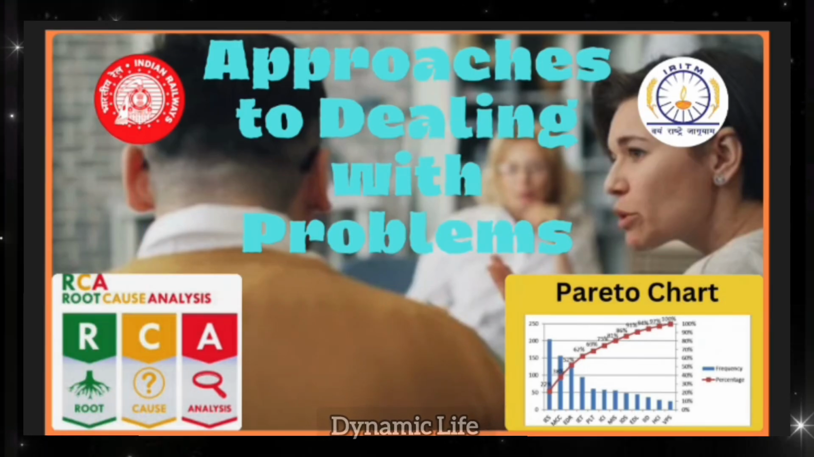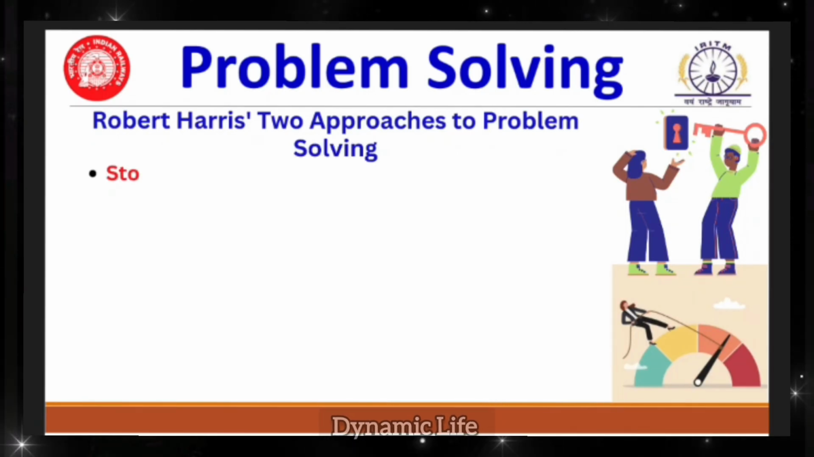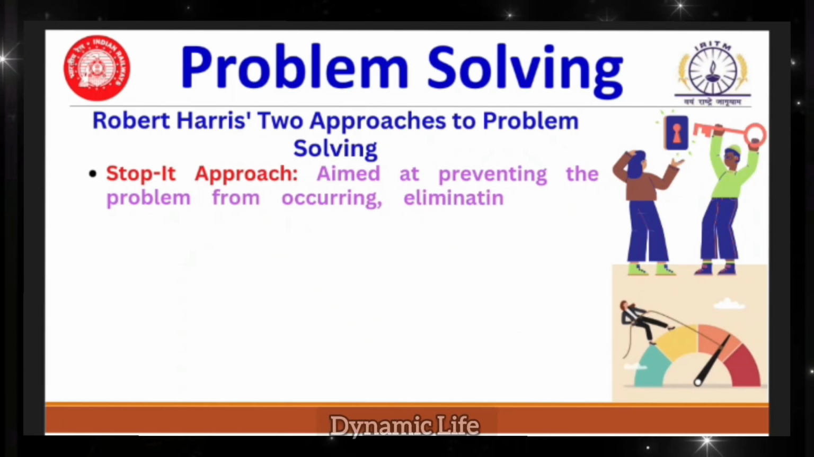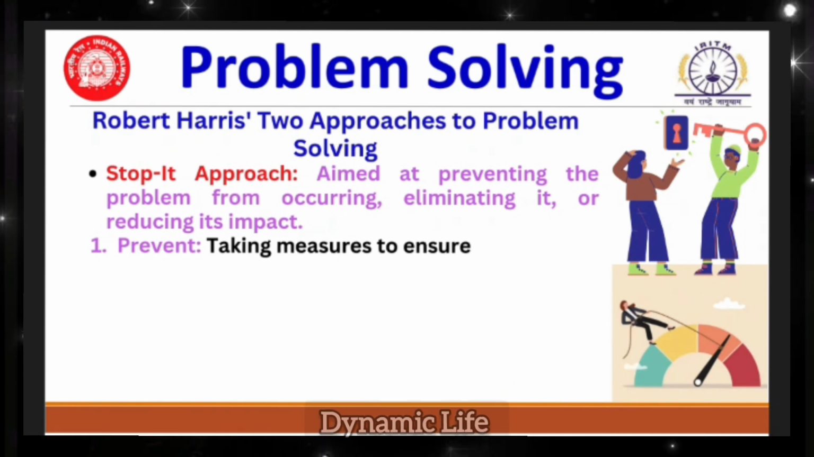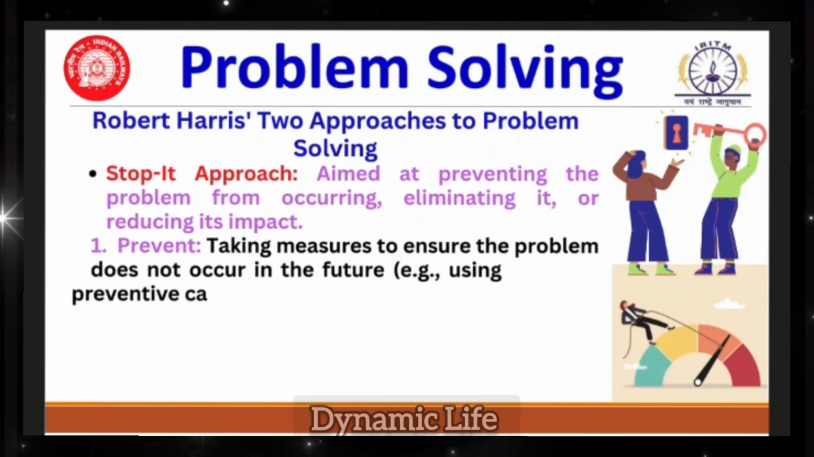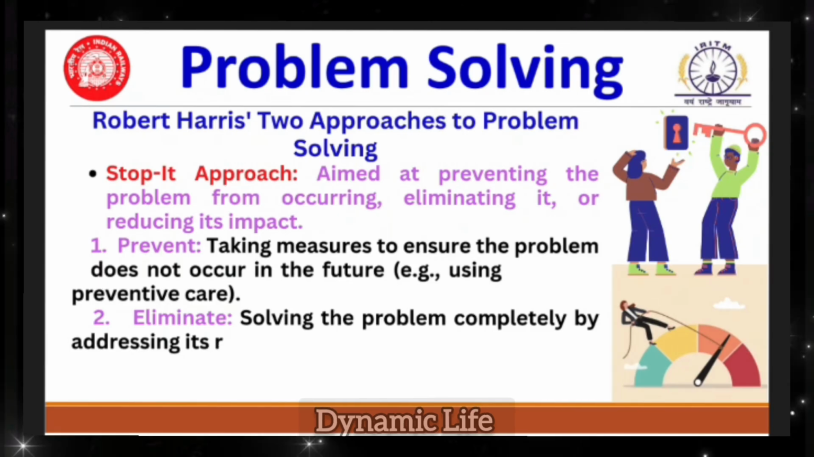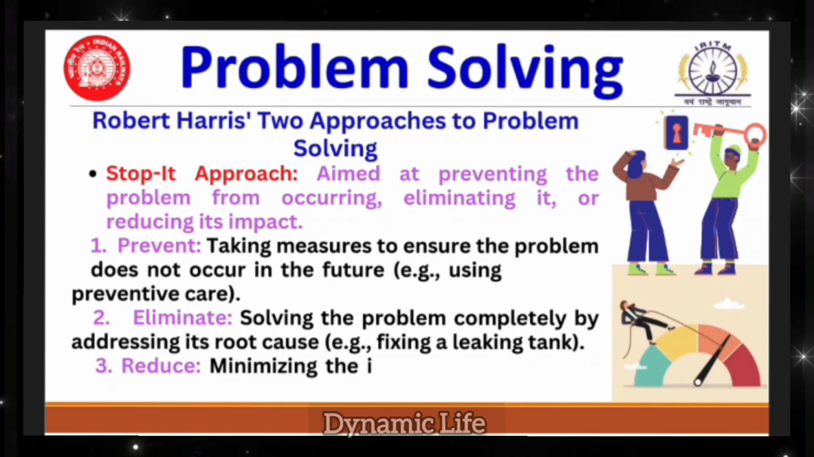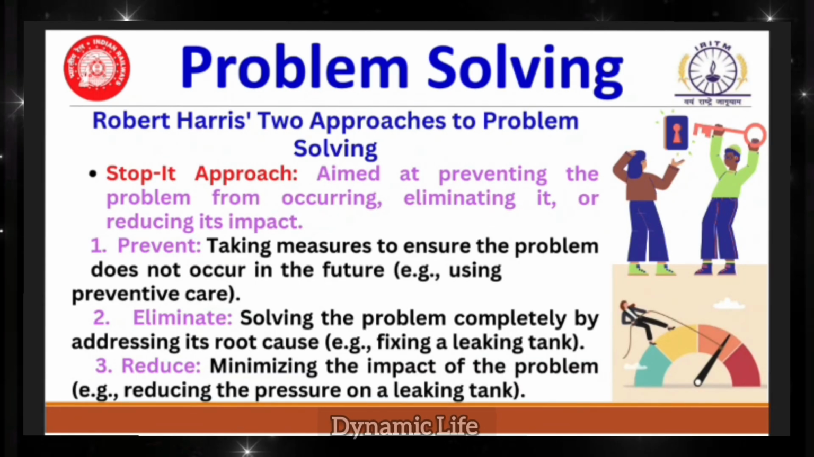Approaches to dealing with problems. Robert Harris describes two approaches to problem solving. Stop-it approach, aimed at preventing the problem from occurring, eliminating it, or reducing its impact. 1. Prevent, taking measures to ensure the problem doesn't occur in the future, example, using preventive care. 2. Eliminate, solving the problem completely by addressing its root cause, example, fixing a leaking tank. 3. Reduce, minimizing the impact of the problem, example, reducing the pressure on a leaking tank.